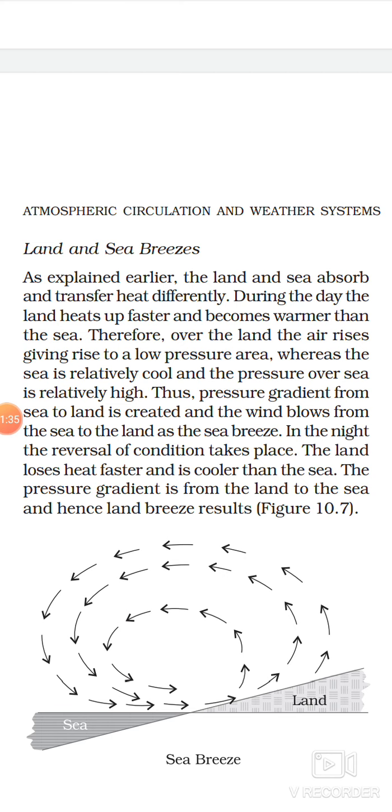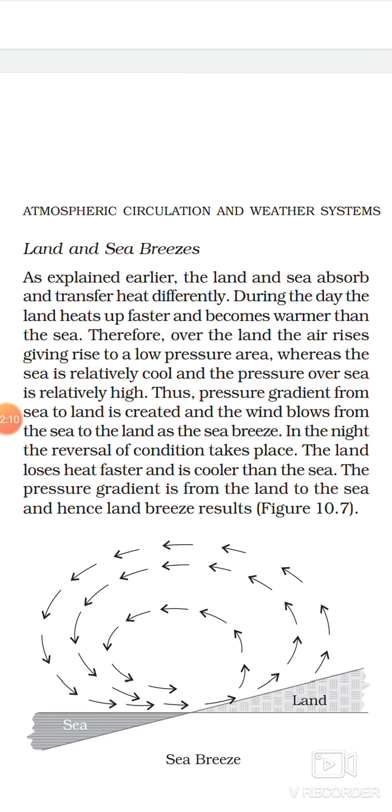Okay, but the water of the sea will be heated more than the land. The scenario will again be different, opposite to what we have observed in the case of sea breeze. The same scenario will be taking place over here. The water will evaporate from the sea, and it will rise up.